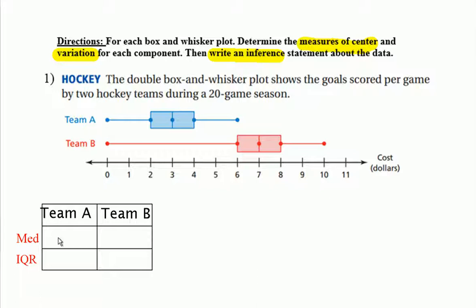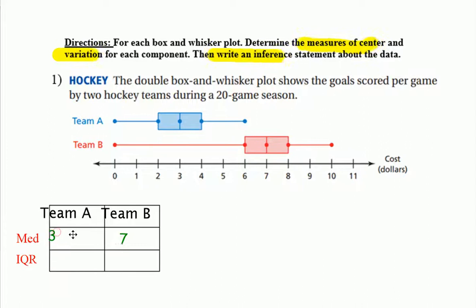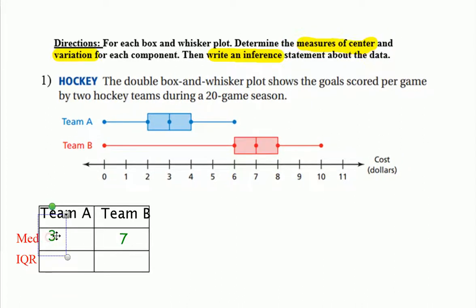Okay, if you're back, that means you're ready to go over these. Team A's median here is 3. Team B's median is 7. Gotta move these around a little bit. Here we go. Whoa. The interquartile range for Team A would be 2. And the interquartile range for Team B would also be 2.